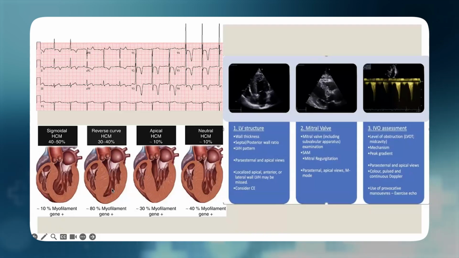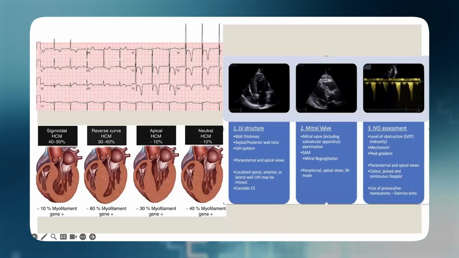The next commonest is reverse curve, meaning the central part of the septum or the apical septum forms like a spindle. This is reverse curve HCM. The other two are apical HCM and neutral HCM.